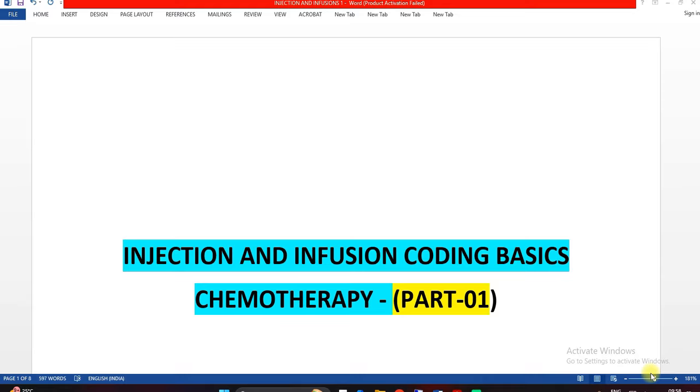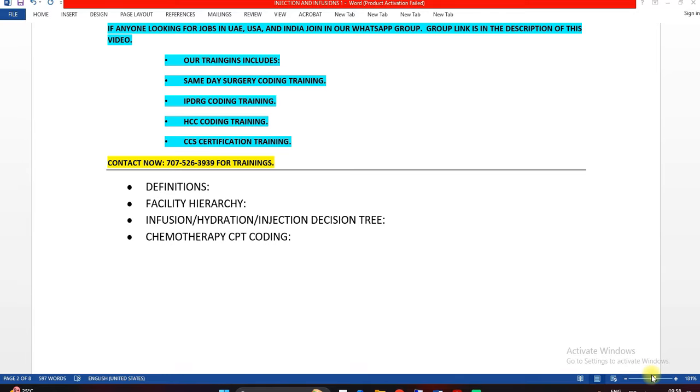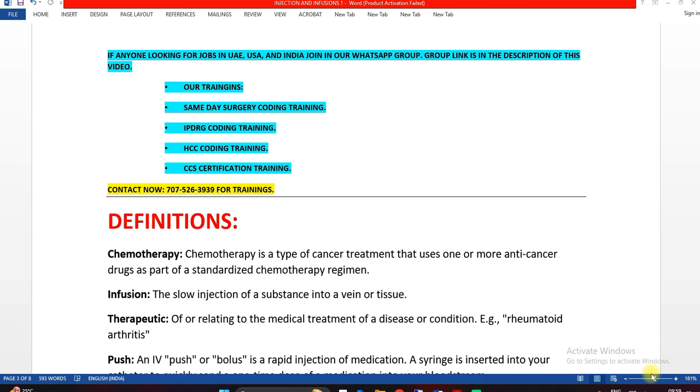So today's topic is injection and infusion coding basics, as well as chemotherapy coding part 1. In today's video, we will learn definitions, facility hierarchy, infusion, hydration, injection decision tree, as well as chemotherapy CPT coding. As our session name itself says, basics, we need to understand a few basics related to injection and infusion coding. Usually we will learn these basics using the definitions.